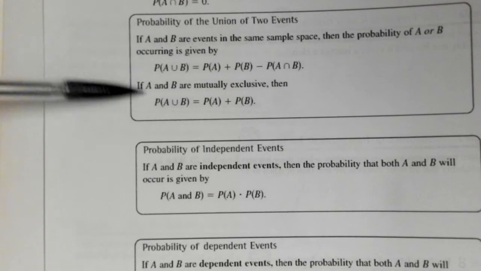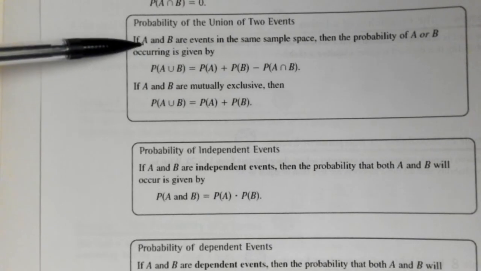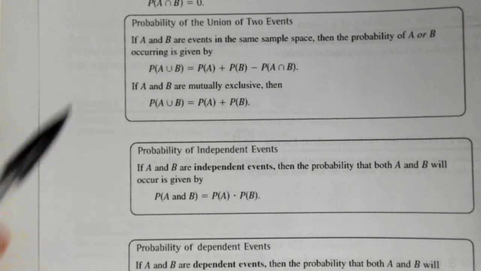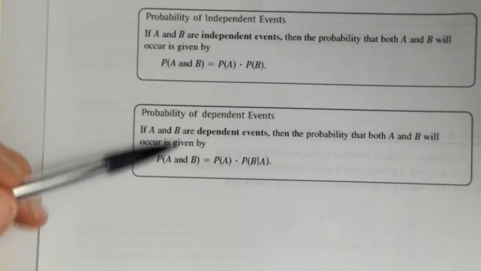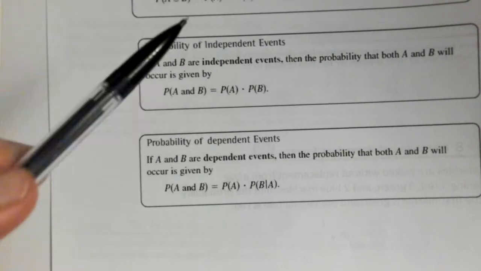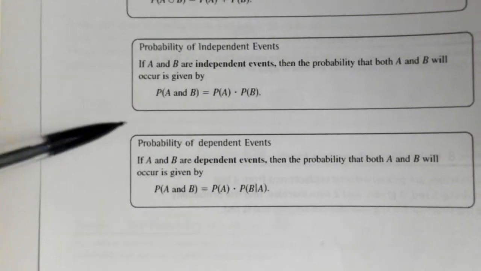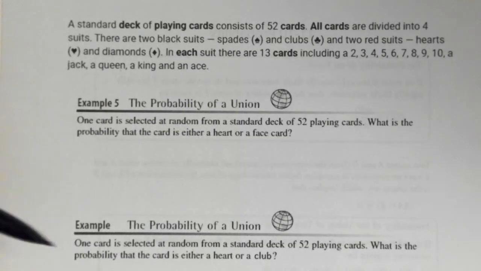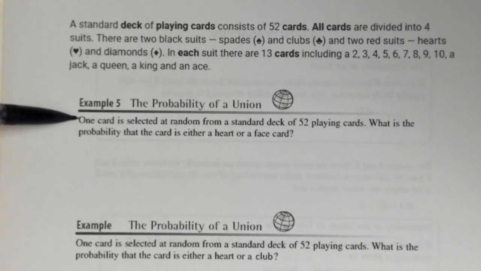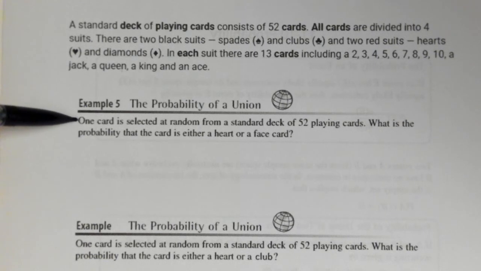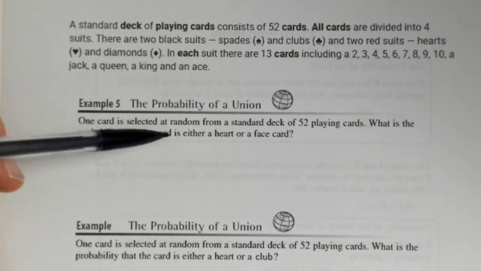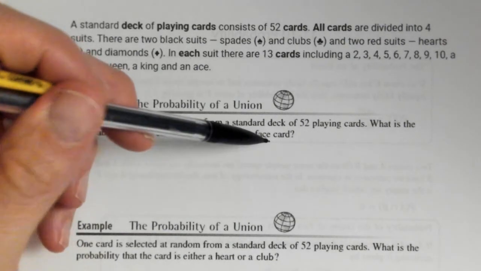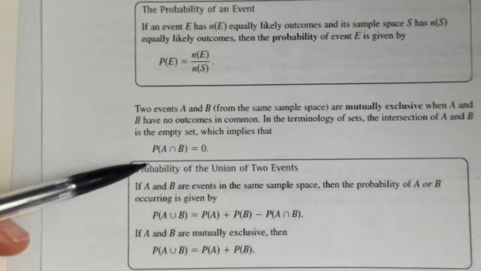With this, you're just picking one thing, but you may have two different categories of that one thing that are possible. In the other types, you're picking more than one thing, or more than one event is occurring, and you want the probability that both or more of those things would occur. On this one, we're just picking one card, and we want to know the probability that it's either a heart or a face card. So this is the probability of the union of two events.